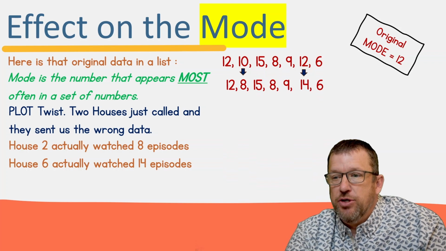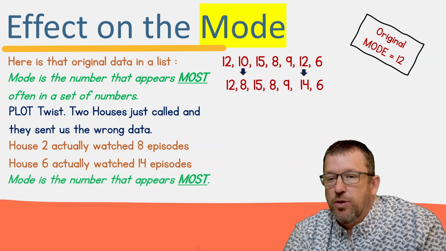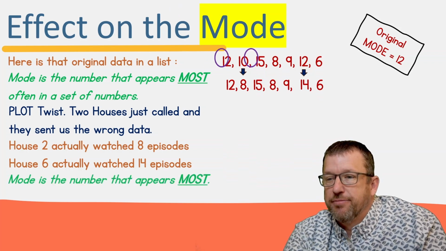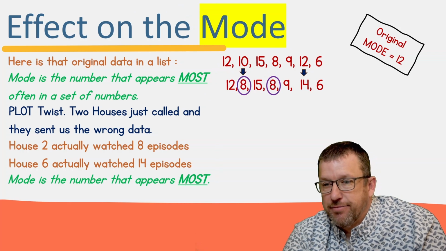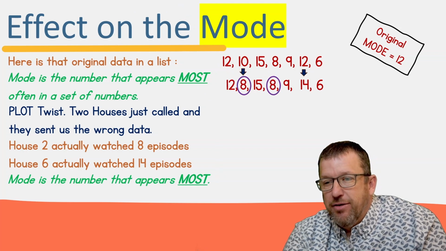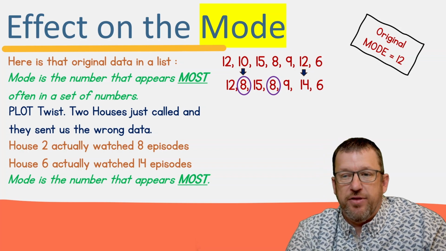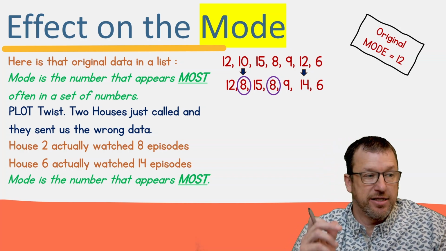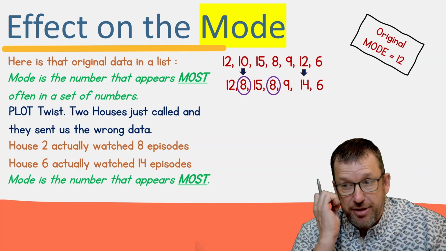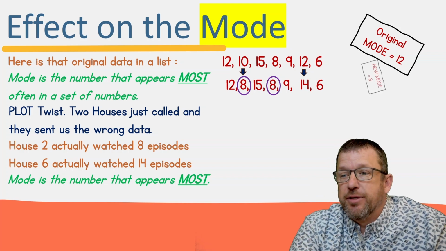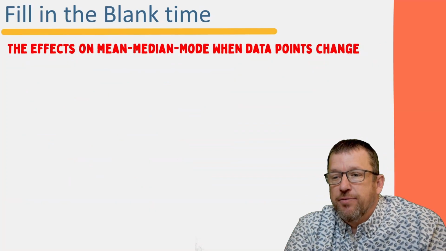And now here's our new collection of data. So what number appears the most now? 8 does. Okay, 8 appears the most. Now, this data doesn't shift things up or down depending on the size of the alterations. It just means there's new data, so we have to look and see which one appears the most. In this situation, it was 8.